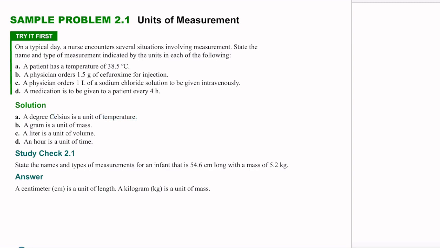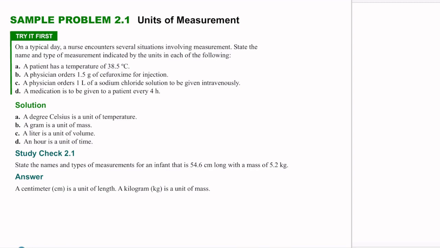A physician orders 1.5 grams of sulfarazine for injection. A gram is a unit of mass. A physician orders 1 liter of sodium chloride solution to be given intravenously. A liter is a unit of volume. A medication is to be given to a patient every 4 hours. An hour is a unit of time.